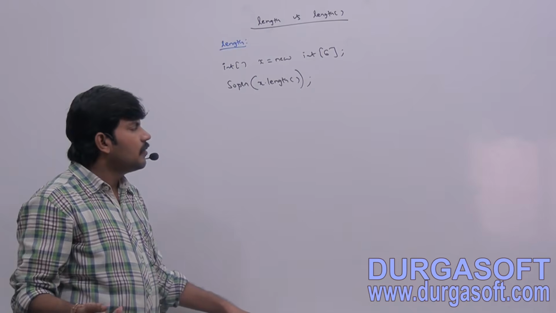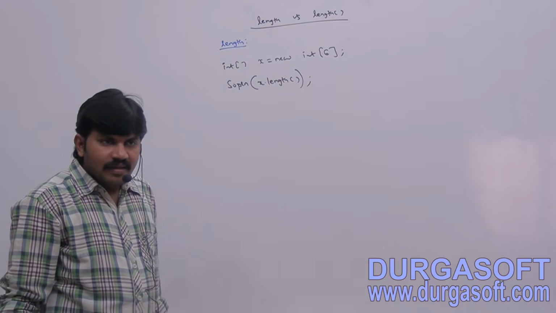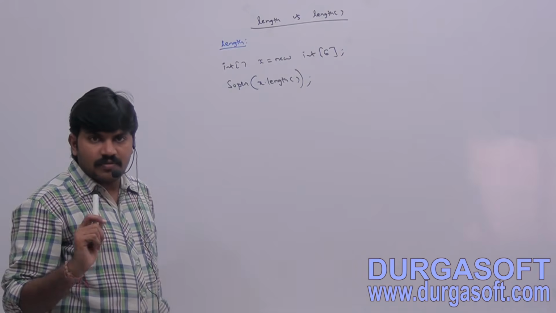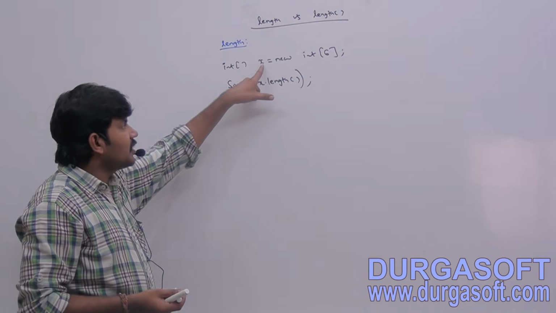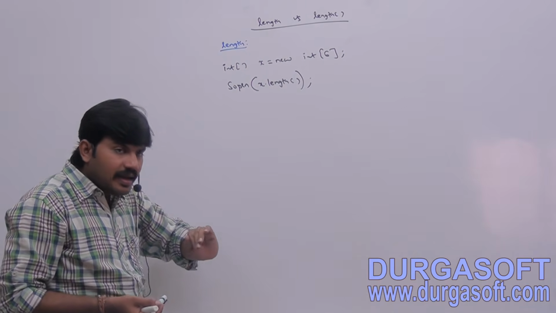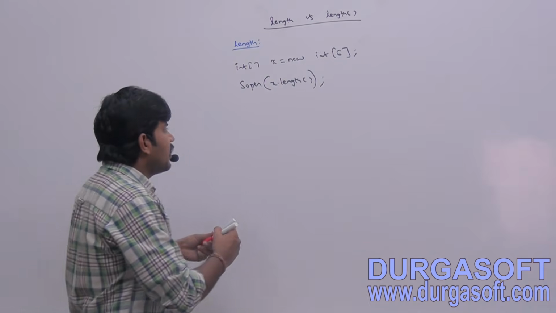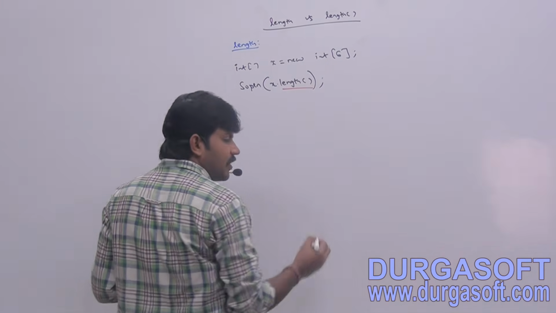Array? What answer are we going to get? We are going to get a compile time error by default, because what is x? x is an array. For an array, there is a length variable but not a length method. Sir, here have you observed? I used the length method.